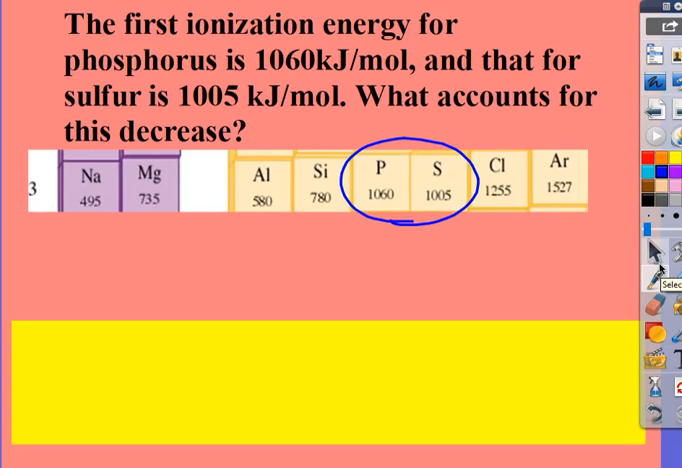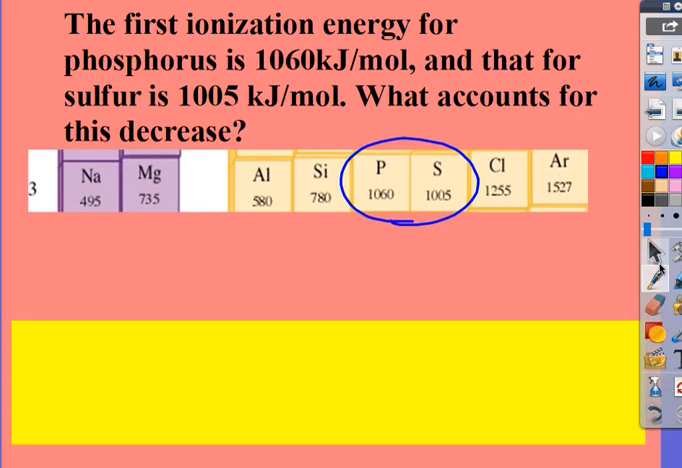On this one, it says phosphorus's ionization energy is 1060 kilojoules per mole, and sulfur is 1005 kilojoules per mole. What accounts for this decrease? So first off, we would expect sulfur to have a higher ionization energy than phosphorus. It's further to the right. That's what would follow the trend.